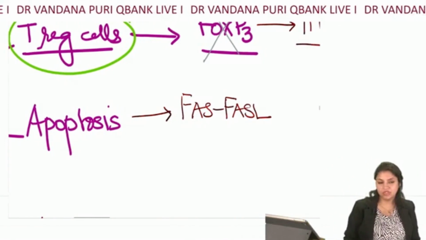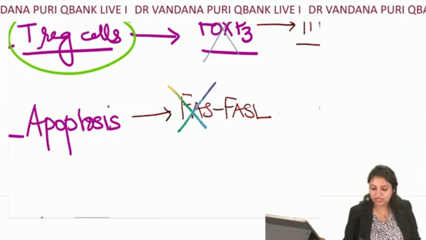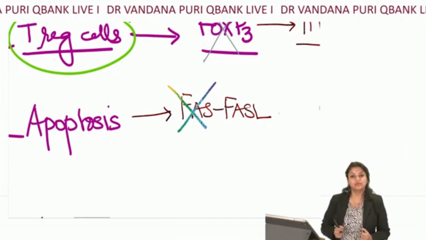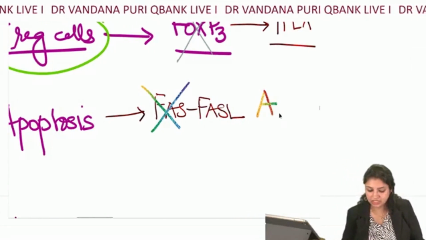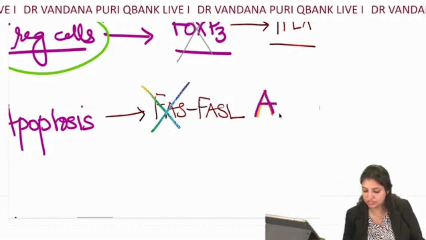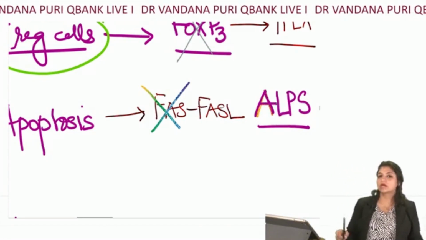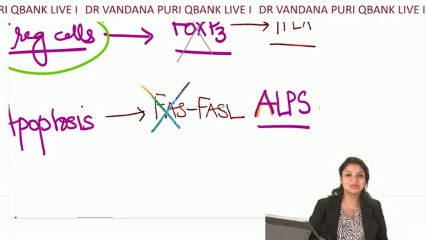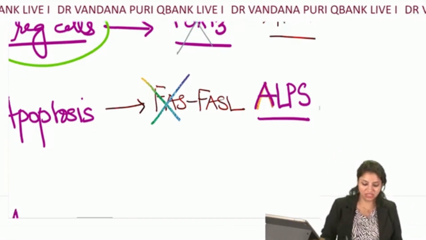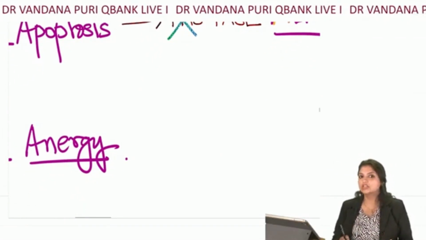Okay. So if the FAS gene is mutated, then what happens? It again causes an autoimmune disease called ALPS. What is ALPS? Again, keep thinking, next question. ALPS is the disease caused by FAS mutation. This is autoimmune lymphoproliferative syndrome. Okay, so anergy.